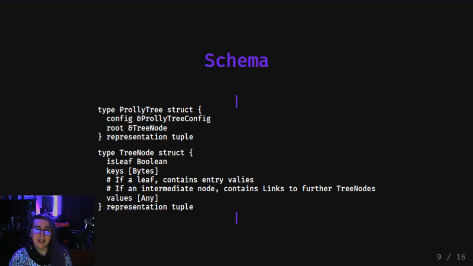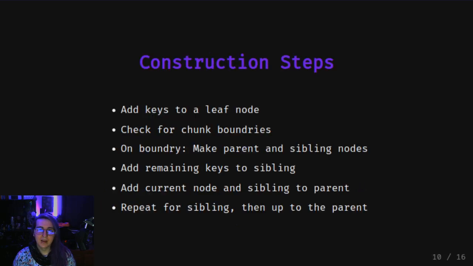Here's what it looks like at the schema level. The root of a Prolly tree has information about how the tree was chunked so that that tree can be easily updated or merged with other trees without having to hard code those chunking settings for the entire application. Each tree node then has a list of keys and a list of values that go with those keys. It also has an isLeaf boolean that lets the application know whether this is a leaf node, which contains actual values, or if the values are links to further tree nodes.